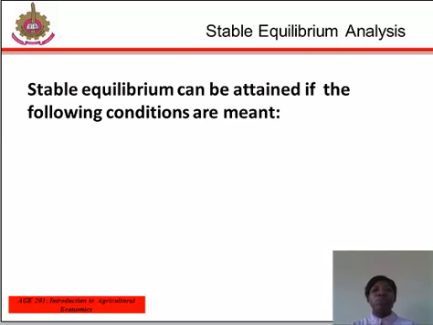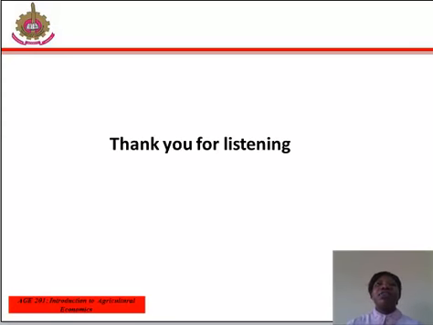Also, the equilibrium is stable if at a price slightly above the equilibrium level the amount demanded falls short of the amount supplied. The stability condition will always be fulfilled if the demand curve slopes downward and the supply curve slopes upward.